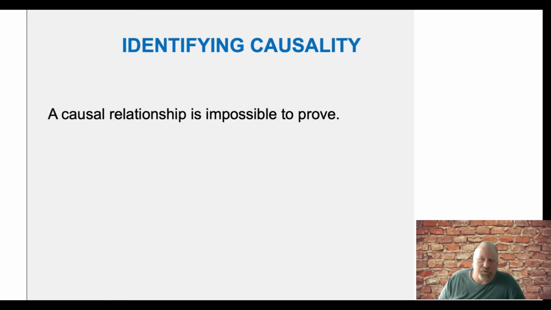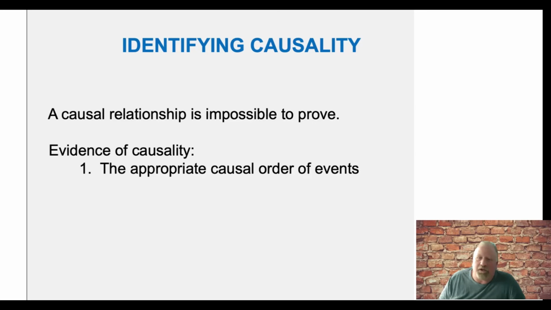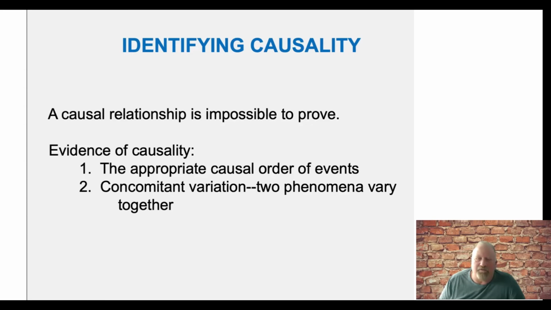So there are three things we consider when evaluating causality. The first for evidence of causality is the appropriate causal order of events. So did the action precede the outcome? What I mean by that is, did we change the advertising campaign and then afterwards see an increase in sales? So we have to see an appropriate order of events. So A has to happen before B. That's the first criteria for causality. That seems pretty obvious.